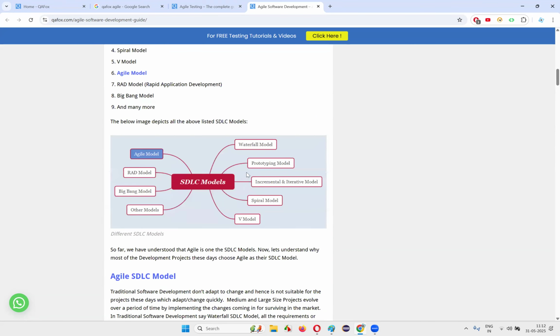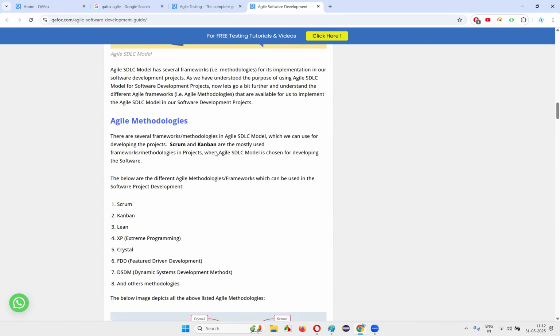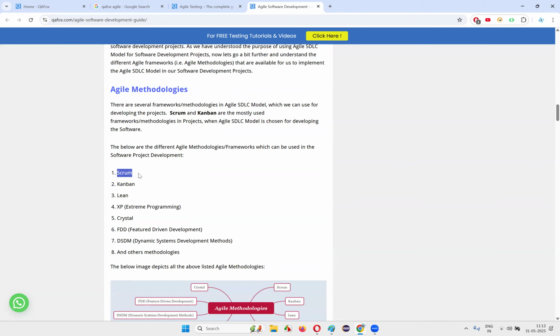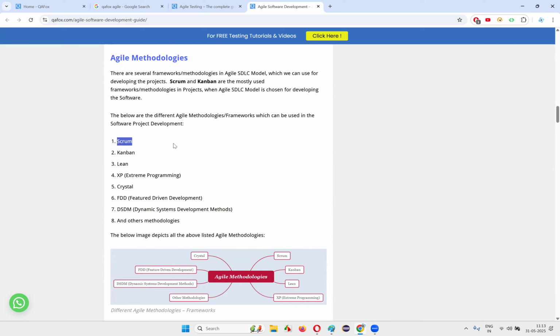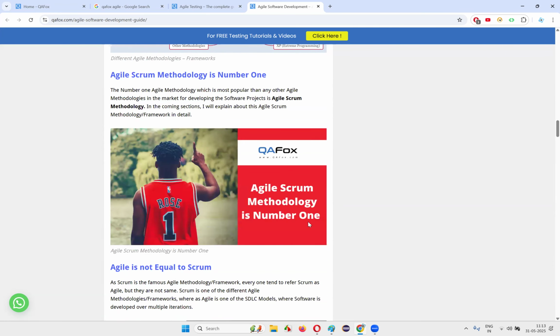If your project team is opting for the Agile SDLC model, your project team should opt for one of these methodologies. Either your project team can opt for Scrum methodology, or Kanban, or Lean, or XP, Crystal, FDD, DSDM, whatever it may be. The number one agile methodology or framework generally chosen for the agile SDLC model is Scrum methodology.